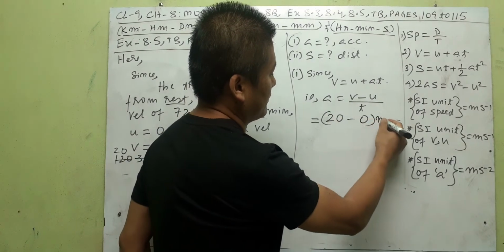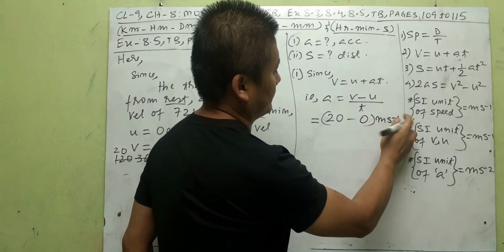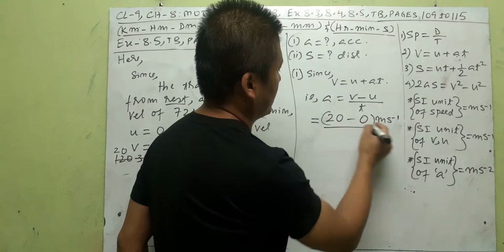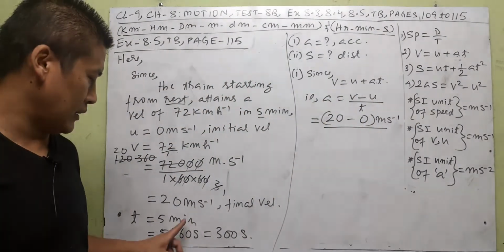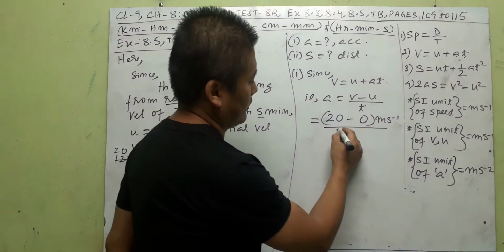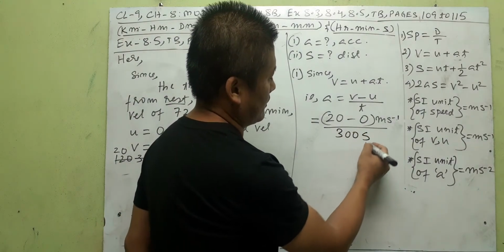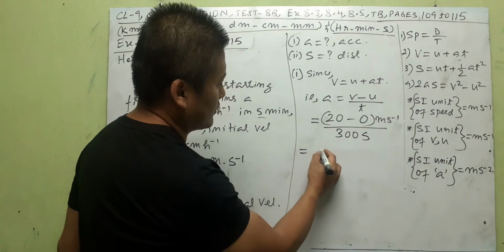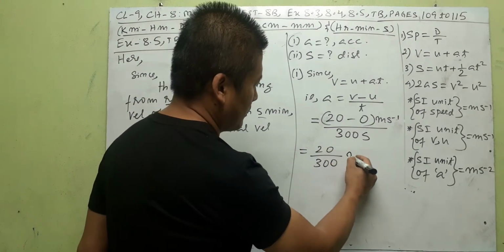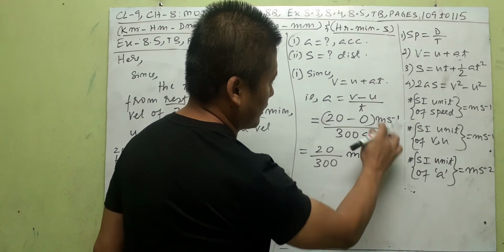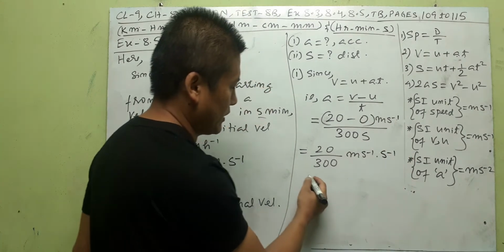Common unit is meter per second. Time is here in seconds, we have to use. Remember SI unit, not the minute. So here 300 seconds. So now 20 minus 0 is 20 by 300. Then meter per second, into this one going up, we know now, second to the power minus 1.